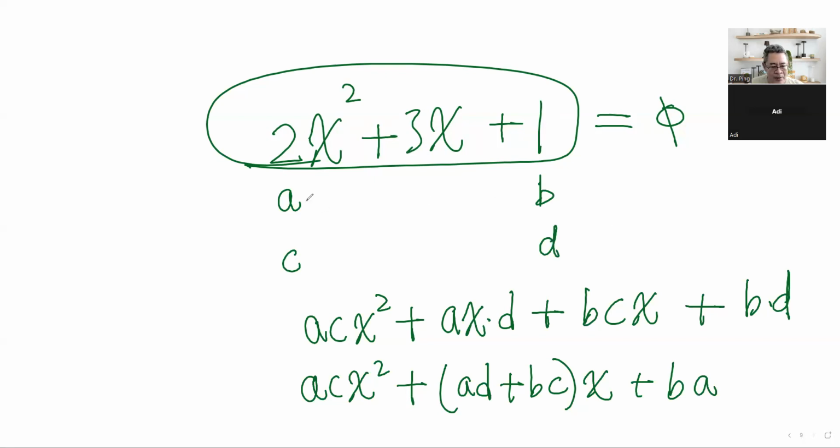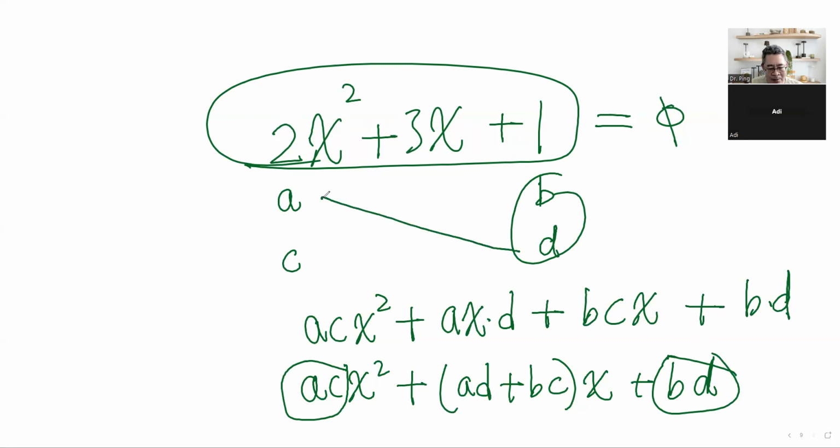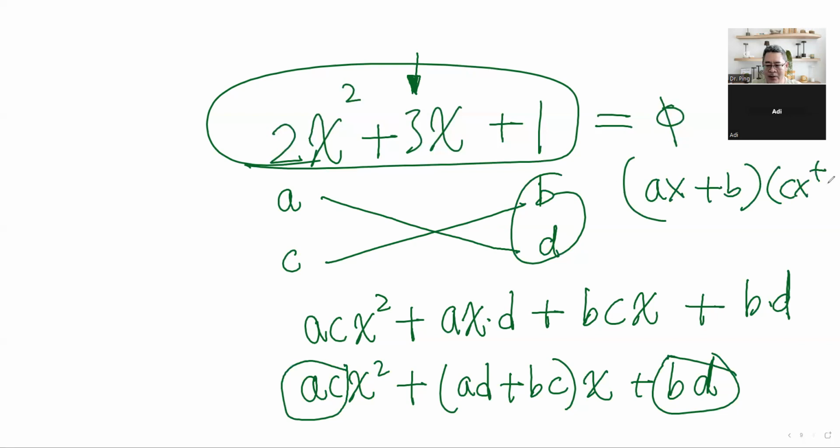And now AC has to equal 2 in this case. Then BD, these two multiplied, has to equal 1. And then A times D, that's cross multiplication, right? Which is that cross. And plus B times C should give us the middle. So that's where we come with this technique to break that into ax plus b times cx plus d.